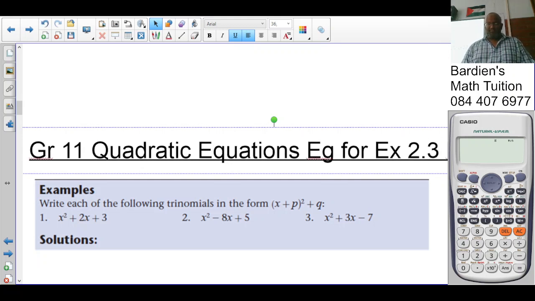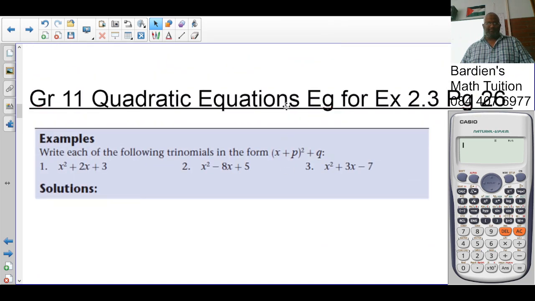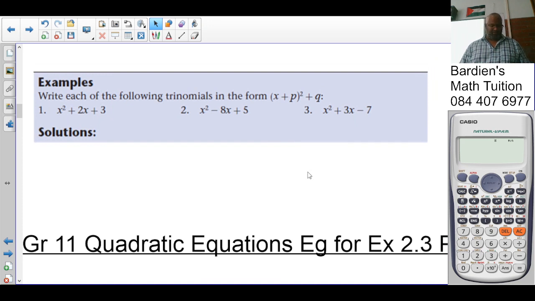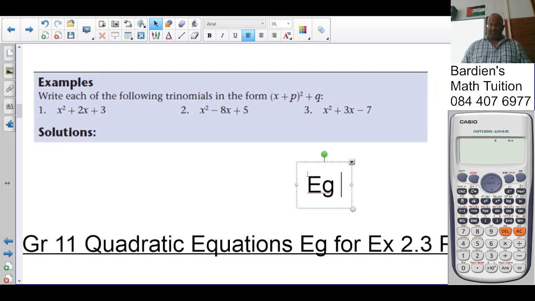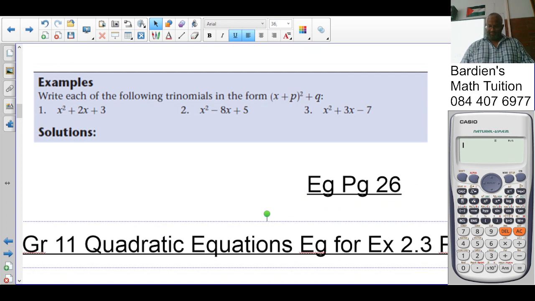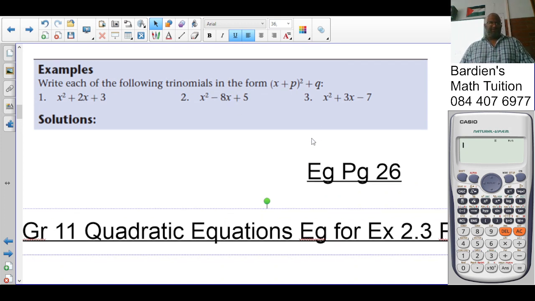And 2.3 is on page 26. Okay. And these examples on page? The examples also on page 26. 27. Okay. Alright, so let's look at number 1.